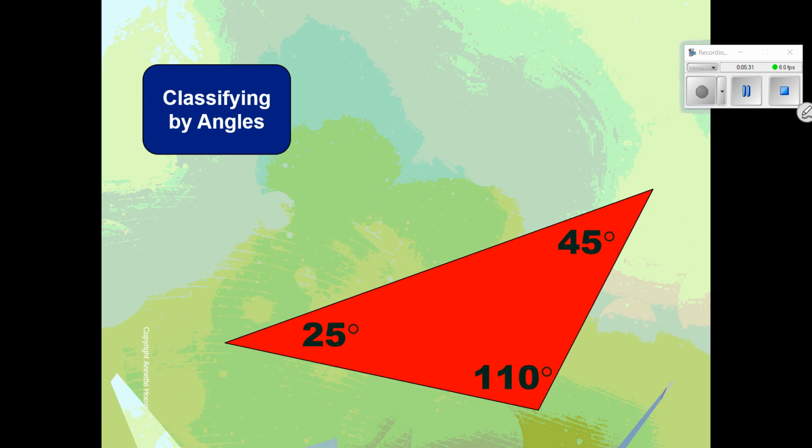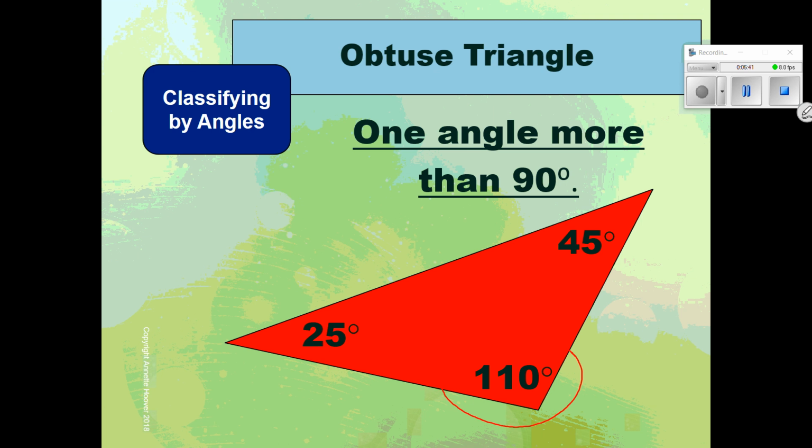The other one would be, look down here, we have an angle that is larger than 90 degrees. It's a big one. So we call it an obtuse triangle. There will be one angle that's more than 90 degrees.